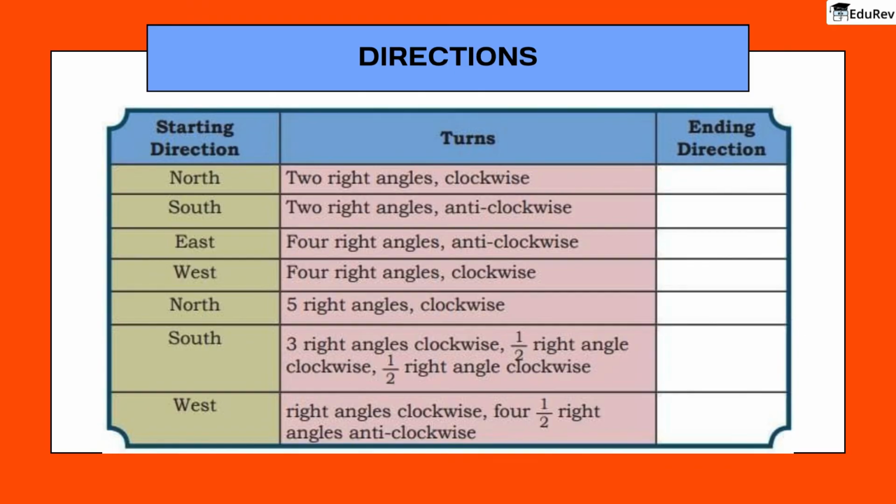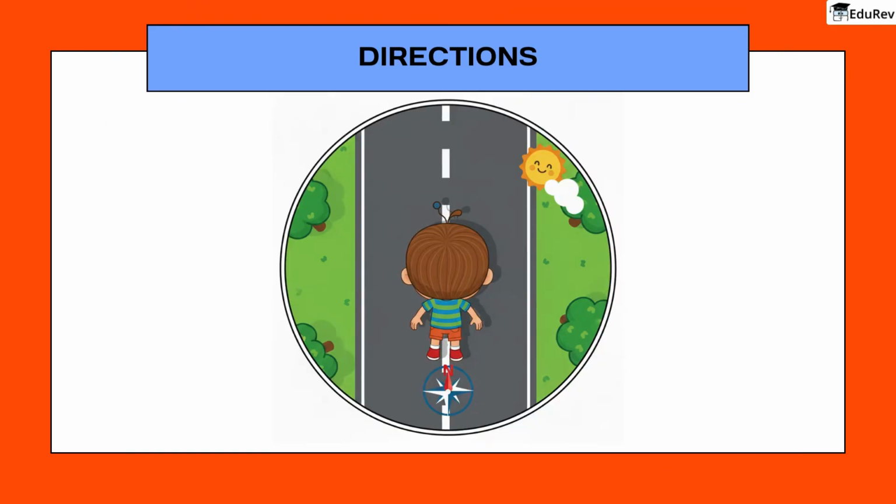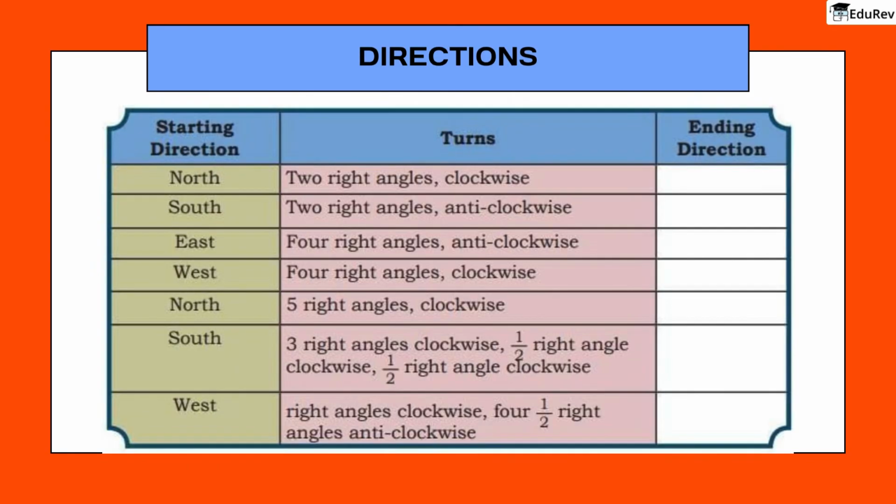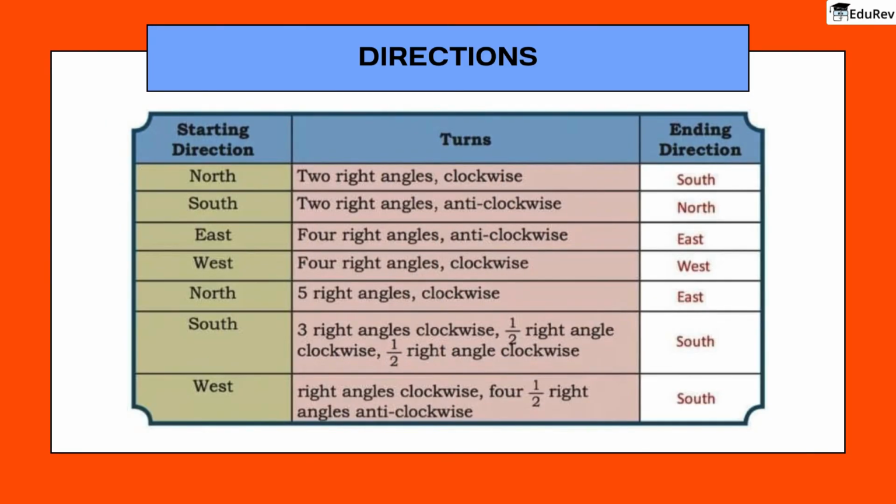Let's play a game with turns. Imagine you are standing in a direction, like north. What will happen if you make two right angles, clockwise? Yes, you will be facing the south direction now. You can pause this video here and solve the rest of the table similarly. Let's see the answers.